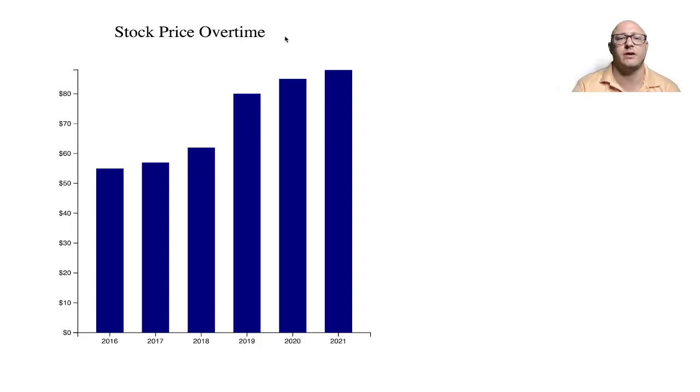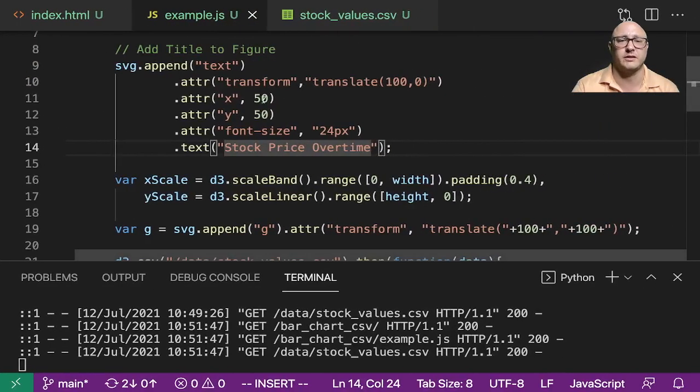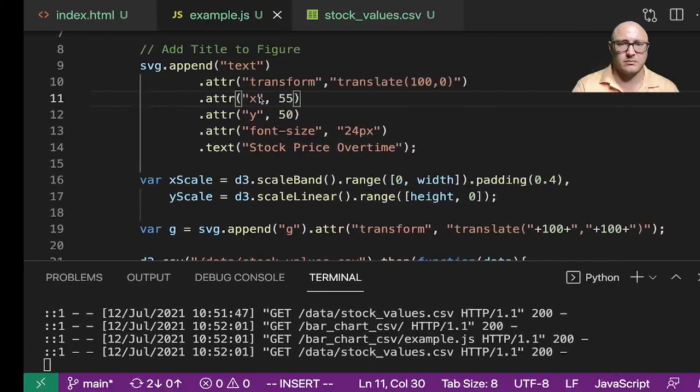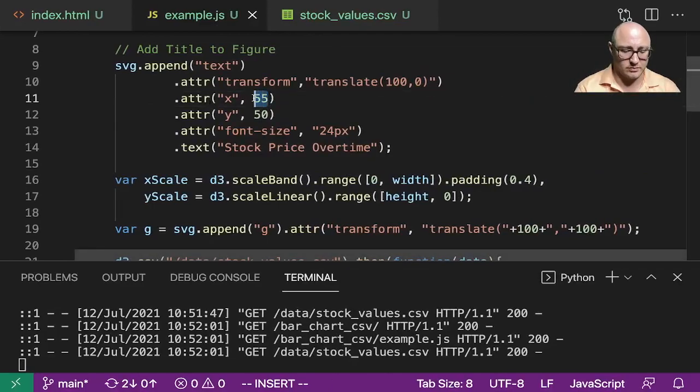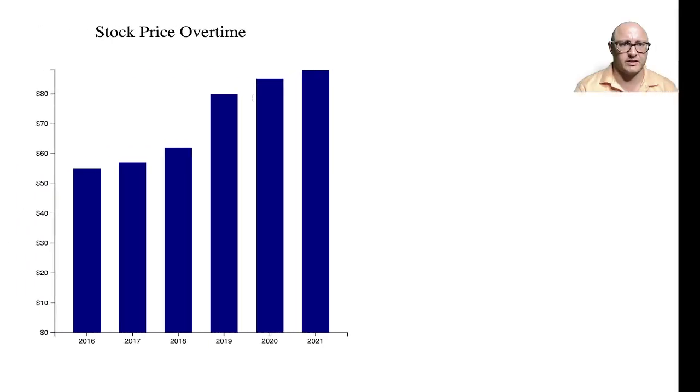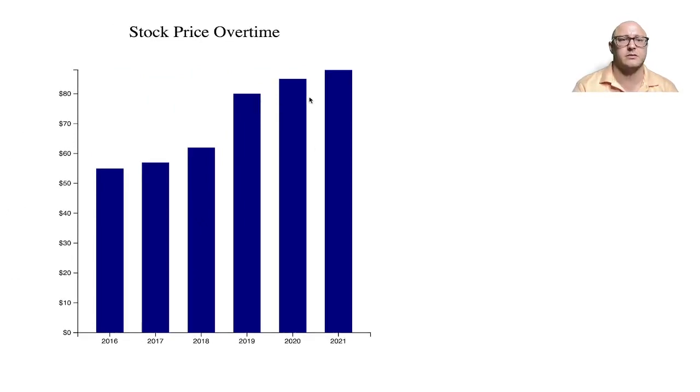Again, we could maybe move it over a little bit more. Maybe we want this at, maybe let's do 70. Is that too far? It looks a little bit better. So now we have stock price over time. And again, you guys could always put in maybe a year on the x-axis or anything else if you want to. But again, this is just our basic standard bar chart using D3.